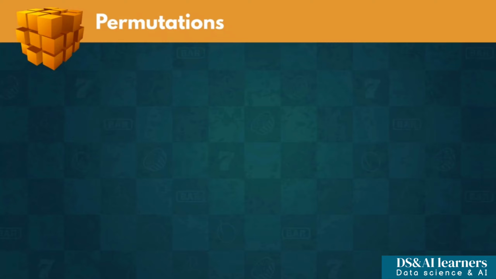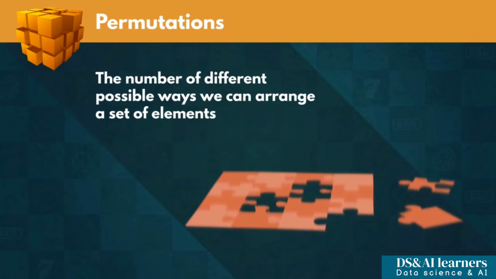Hello, folks. In this lecture, we are going to look at one of the most commonly used parts of combinatorics, permutations. Permutations represent the number of different possible ways we can arrange a set of elements. These elements can be digits, letters, objects, or even people. To clear any confusion, let's look at an example.